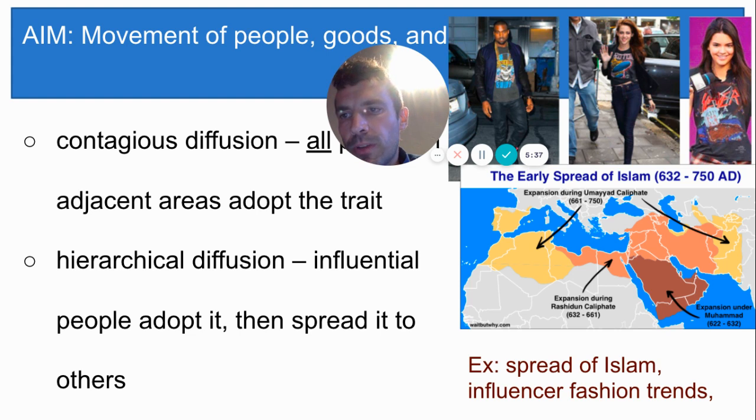One example is the spread of Islam back in the 7th century. The first adopters of Islam were usually wealthy merchants and kings. Because they had power and influence, other people followed their lead and adopted the religion too.